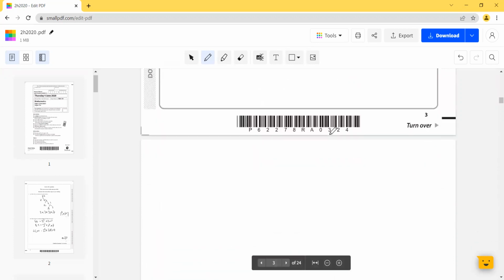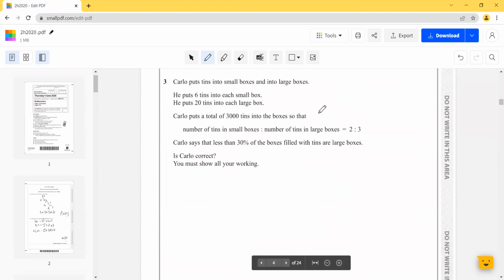Okay. Question 3. Carlo puts tins into small boxes and into large boxes. He puts 6 tins into each small box, and he puts 20 tins into each large box. Carlo puts a total of 3,000 tins into the boxes so that the number of tins in small boxes to the number of tins in large boxes is 2:3. Carlo says that less than 30% of boxes filled with tins are large boxes. Is Carlo correct? You must show all your working.